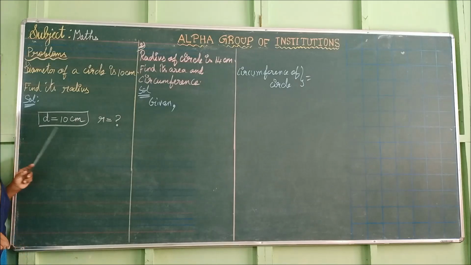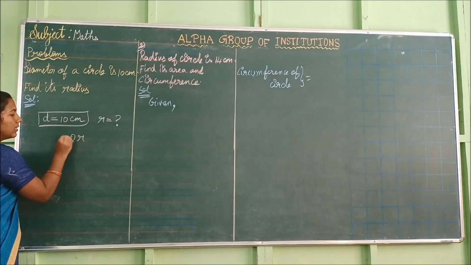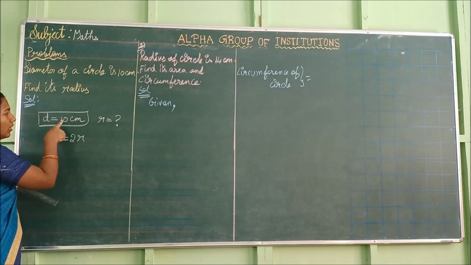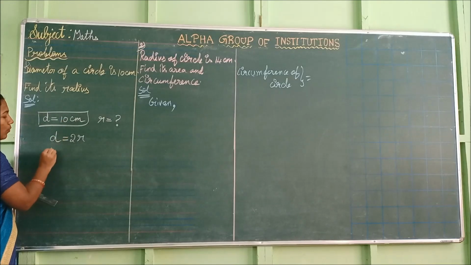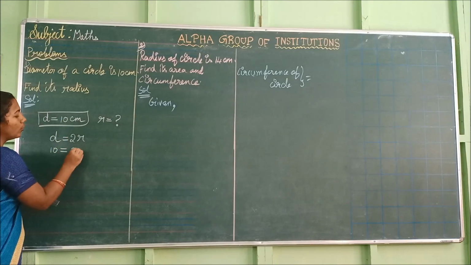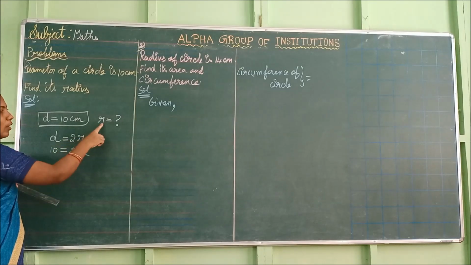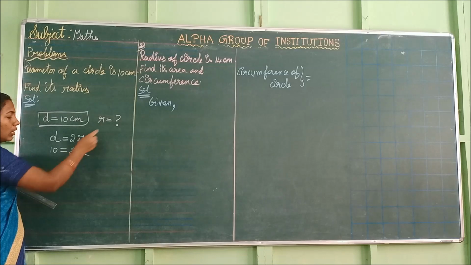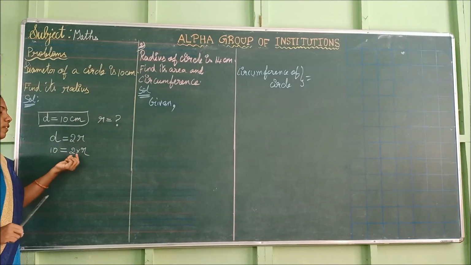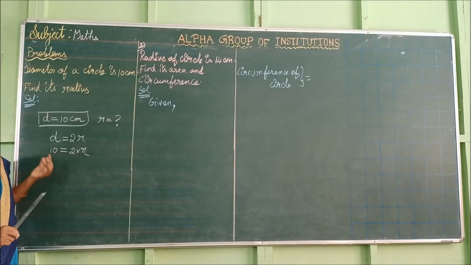We know the relation between the radius and the diameter. 2 times of its radius is equal to diameter. So here given in the question, the value of d equal to 10. So d equal to 2 into r. What is the operation between 2 and r? Multiplication. We have to find the value of r only. So bring this 2 to this side. While you are transposing any value from one side to another side, its operation should be reversed.